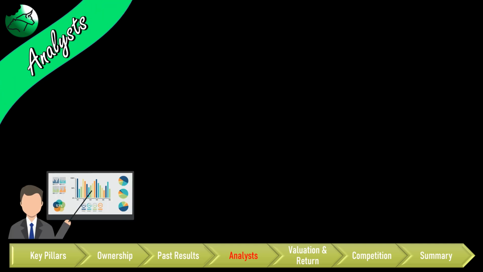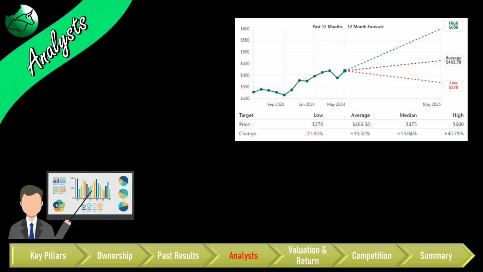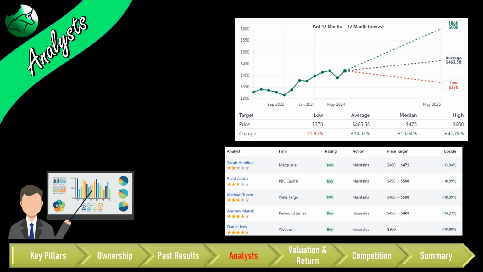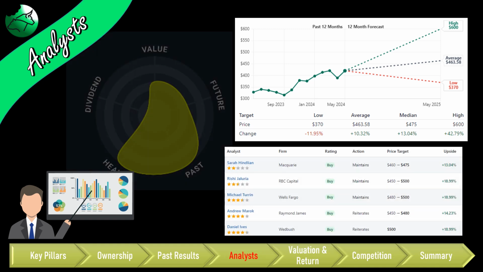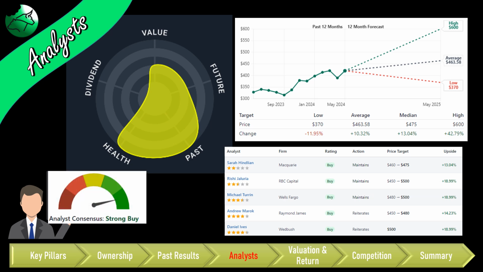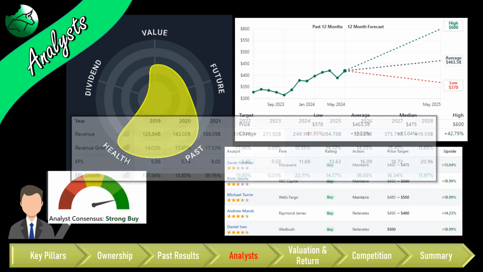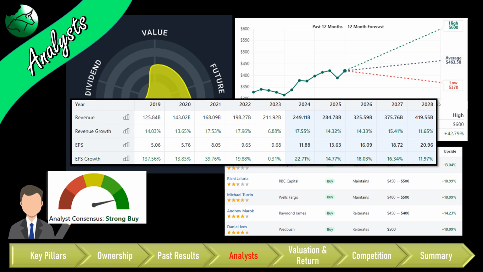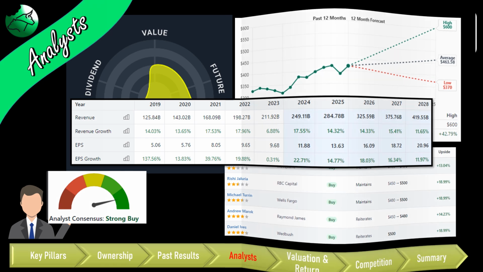On average, the analysts believe that the price target should be about $464, but some believe it can go as high as $600. Analyst reports suggest that Microsoft is probably at fair value at the moment, and the overall consensus is that Microsoft is a strong buy. And collectively, the analysts believe that the company will continue to grow at about 15% over the next few years.